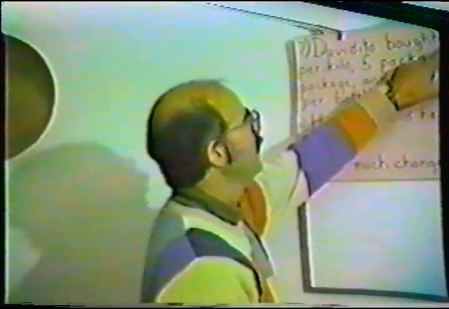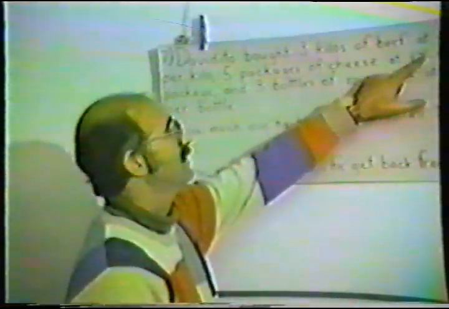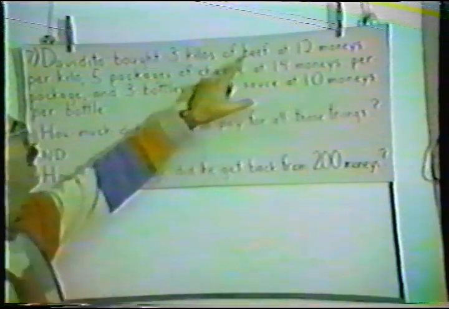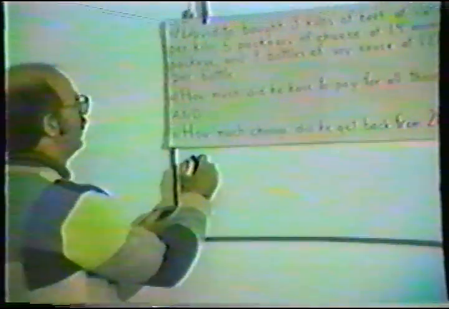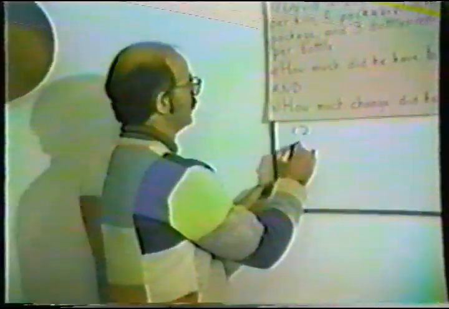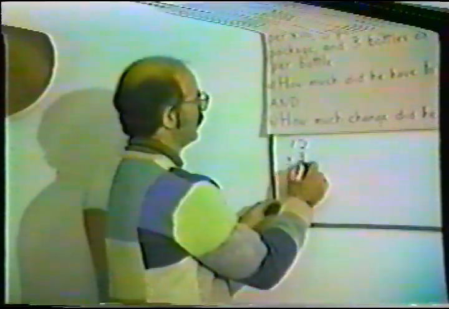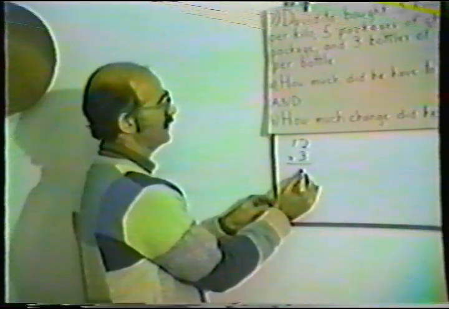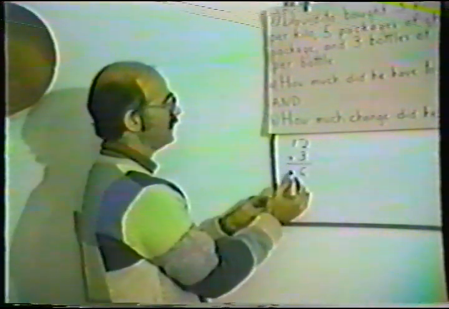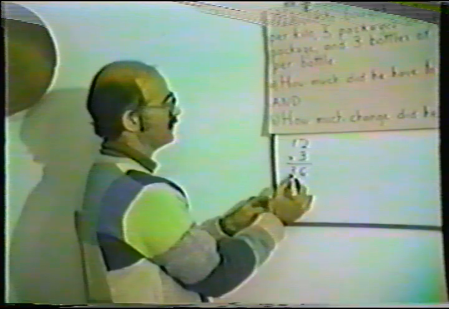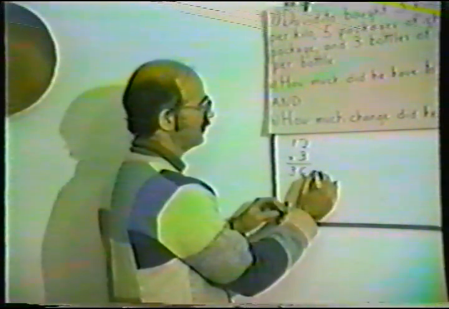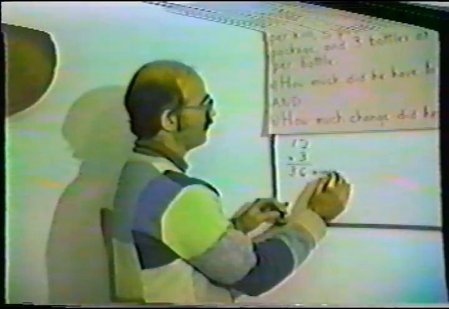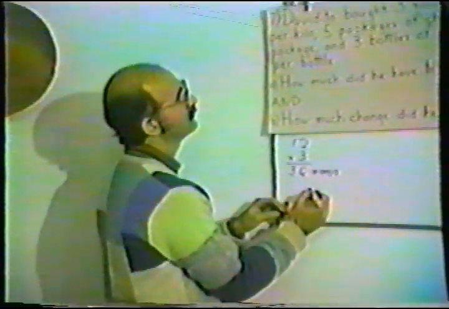Well, 3 kilos of beef at 12 monies per kilo. What do we do with those two numbers, 3 and 12? Multiply. 12 times 3. 2 times 3 is? 6. 1 times 3 is? 3. The answer for that is 36. 36 what? 36 monies for what? For beef.